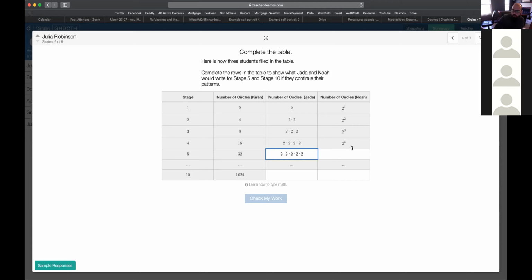But what would you all put over here? So Nick, I think you were thinking about this slide. Did you put something over here? Yeah, 2 to the 5th. 2 to the 5th, right?